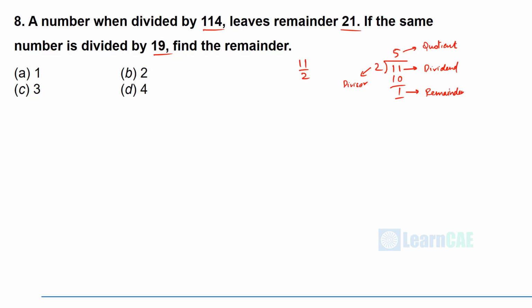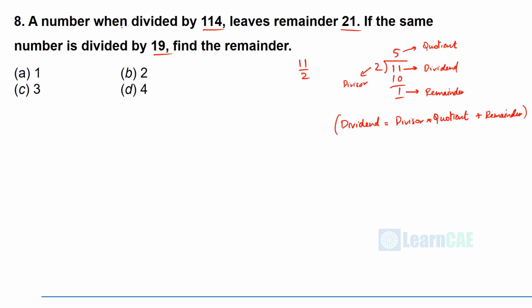So therefore this dividend is equal to the product of quotient and divisor plus remainder. That is, dividend is equal to divisor into quotient plus remainder. Okay. So with this understanding, let us start solving the problem.